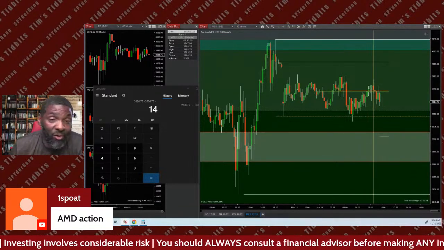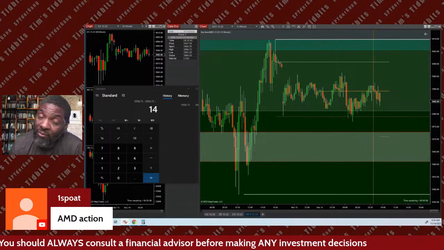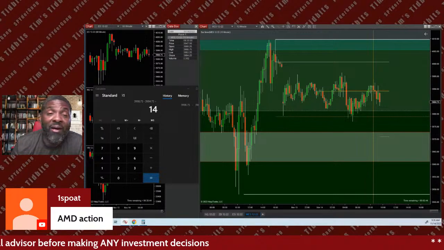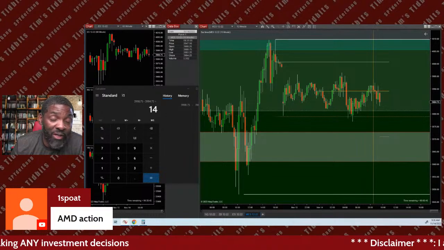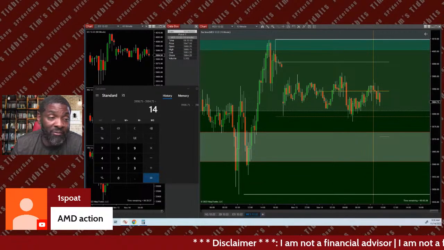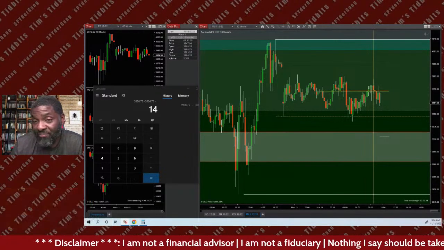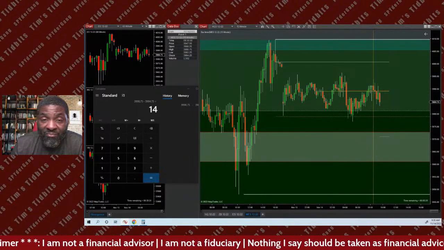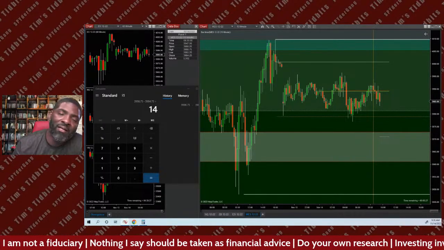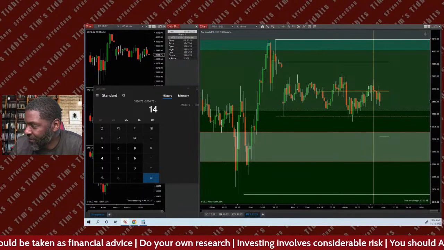AMD action. I don't watch AMD. Me and AMD ain't been friends for about a year and a half. I primarily only watch the SPY. I will peek at the big boys in the SPY, like Apple, Microsoft, Google, Tesla. You know what I'm saying? I look at those, but that's about it. Nvidia, I think Nvidia got earnings this week, if I'm not mistaken. But I don't watch AMD. Me and AMD are not friends. We are not friends.